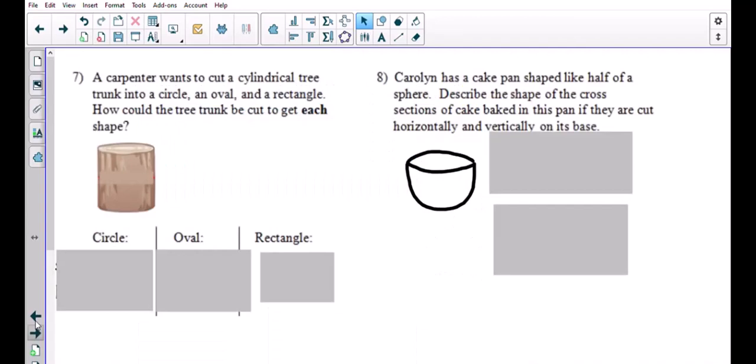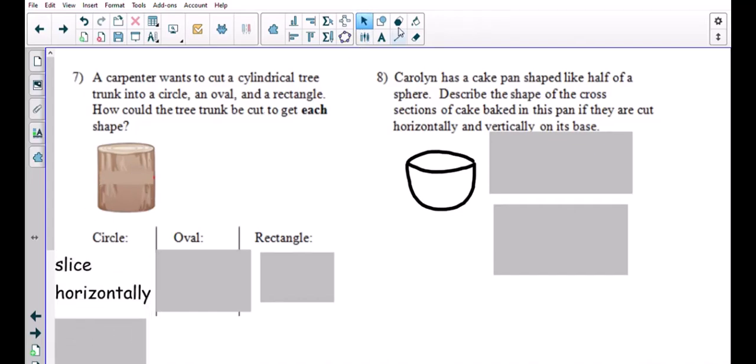All right, let's take a look at number 7. A carpenter wants to cut a cylindrical tree trunk into a circle, an oval, and a rectangle. How could the tree trunk be cut to get each shape? How do you think we could slice this thing to get a circular shape? You sometimes see these. These are used often as decorations for country weddings and things like that. You want to slice this thing horizontally or parallel to the base.